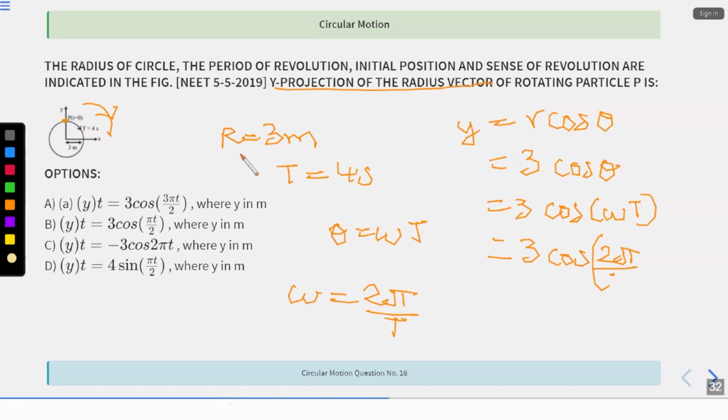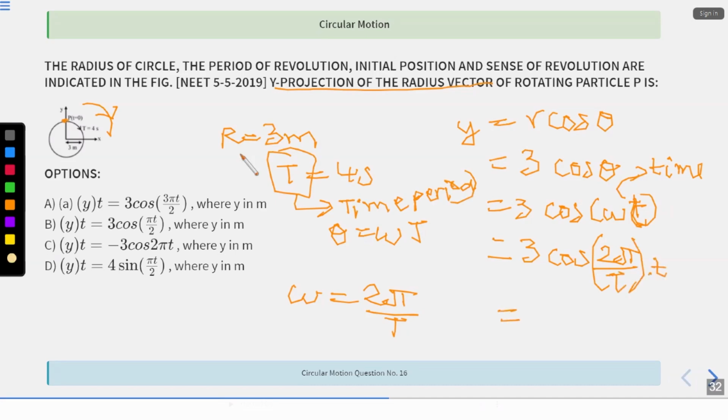And t is basically this. Don't confuse it with this t and the time period. This is the time, and this is the time period. So these are two different things. And here I'll write it as 2 pi by T into t.